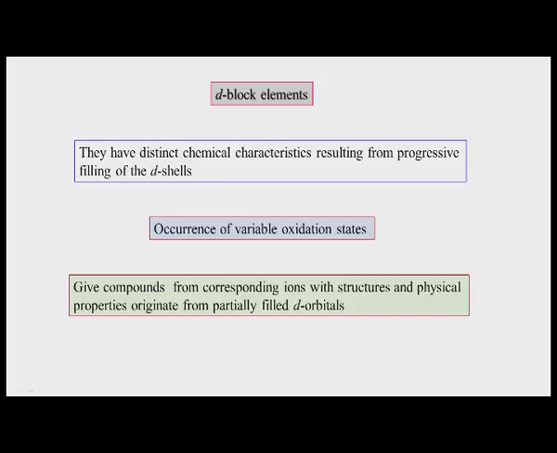And once we dissolve this particular metal ion or metal salt in solution, we know that most of them are colored. So, this is one more important and most characteristic property of these d block elements, that they give rise to colored solutions. So, coloration is another factor which we can use to identify the different types of metal ions.